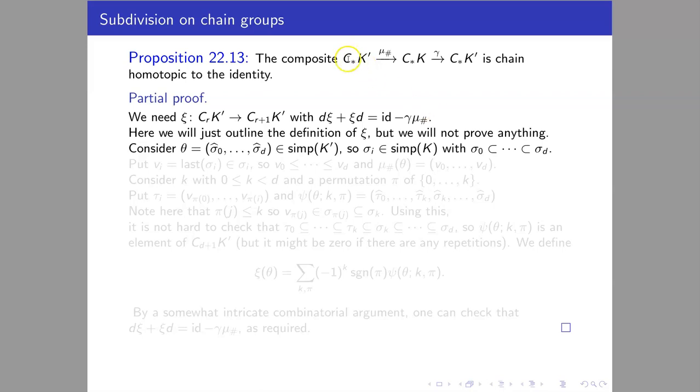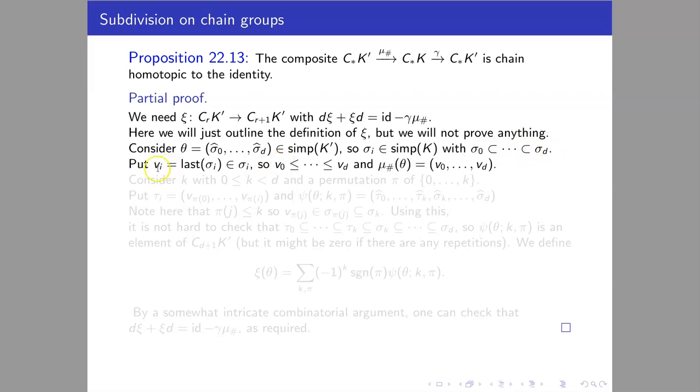So we need to consider a generator of C star k prime. So it's going to be like a simplex of k prime. We're going to call it theta. And so remember, that's going to have the form sigma_0 hat up to sigma_d hat, where the sigma_i's are simplices of k which are nested in order: sigma_0 contained in sigma_1 up to sigma_d.